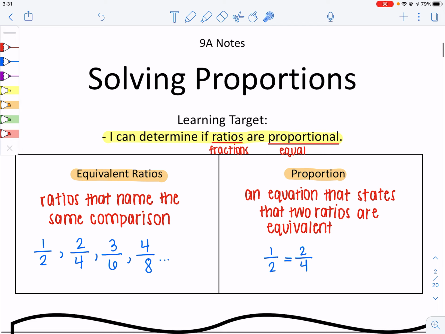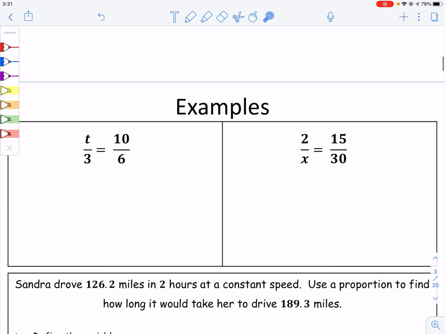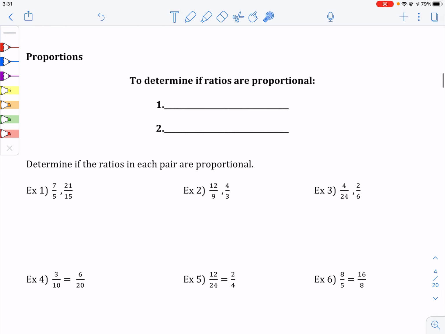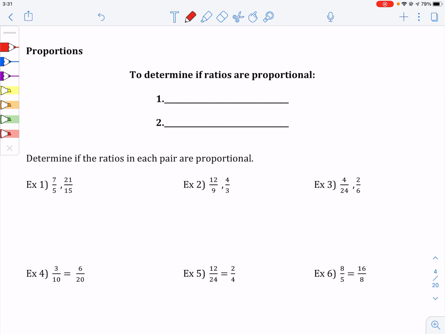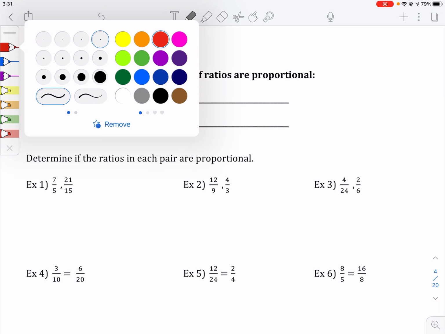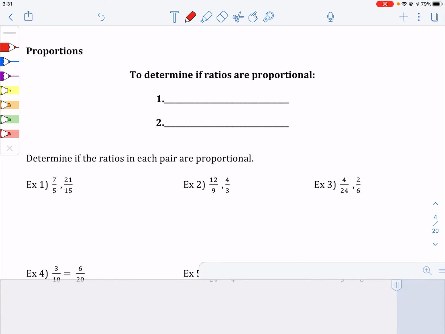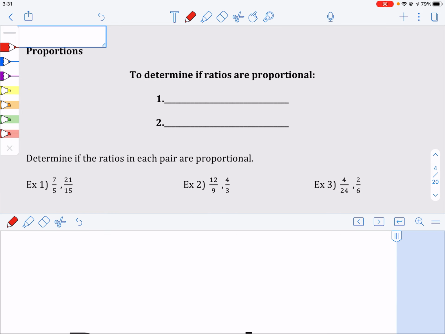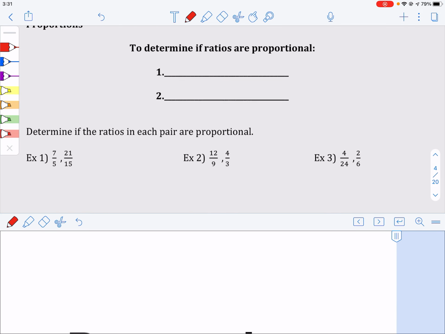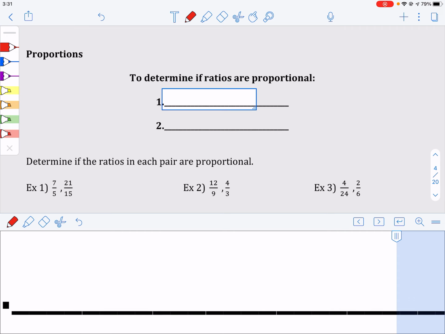Okay, so for the first part of this, I'm just going to give you 2 ratios and you have to tell me if they are proportional. Tell me if these 2 fractions are equal. So let's scroll down to this page, and it might be towards the bottom of your 9A notes. On this page right here, the first 6 questions, I give you some fractions and I ask you if they're proportional. Well, there's 2 ways to decide this.